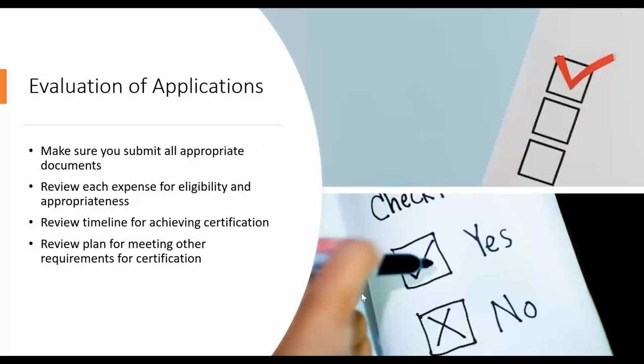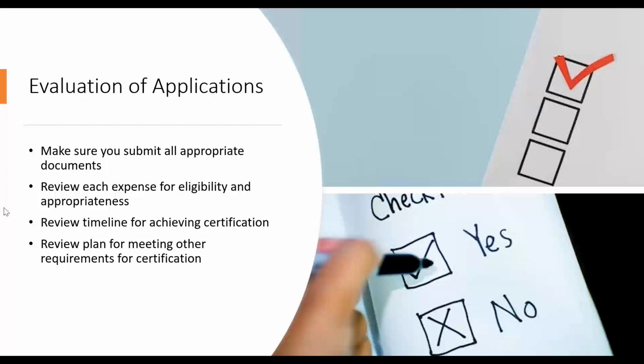And so to help us with our evaluation of applications, make sure you submit all of the appropriate documents. And review each expense for eligibility and appropriateness. And again, it's on you to make the case that this is something that's really needed in order for you to achieve certification. And so make sure that that's crystal clear to us that I need this repair done so I can achieve certification. Here's how I'm going to address the reviewer's concerns.